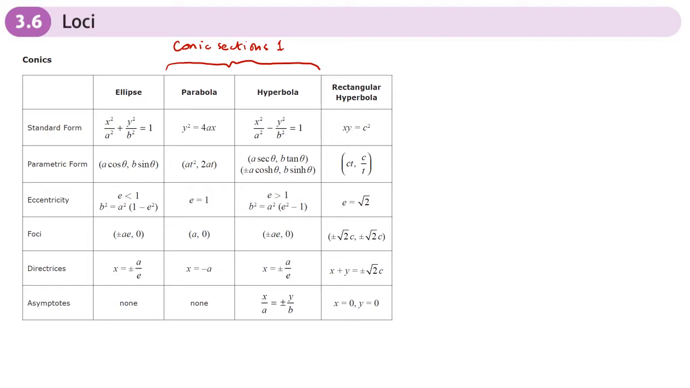And then the first column here, the ellipse and the rectangular hyperbola, is from Conic sections 2. So this is your A-level content. Now you'll see what you haven't got in those tables is the general form for a tangent or a normal for any of these. So I'm just going to pause this and list them, go through them quickly, and then go through the method for loci.